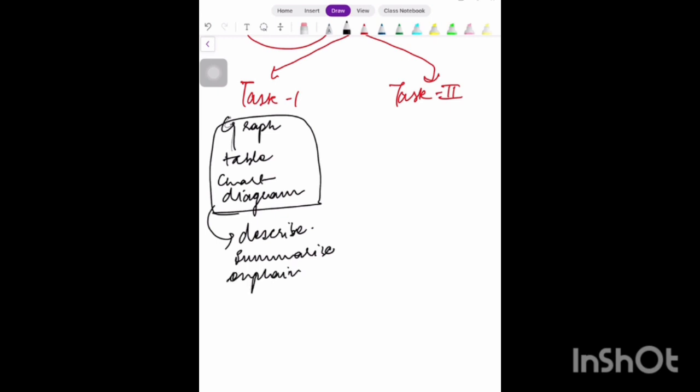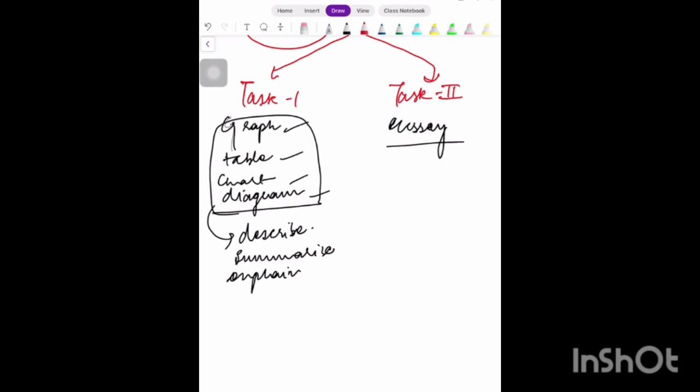Whatever the information given, you describe it in your own words. You may be asked to describe and explain the data, describe the stages of a process or how something works, or describe an object or event. In task 2 we'll be asked to write an essay, or respond to a point of view, argument, or problem.